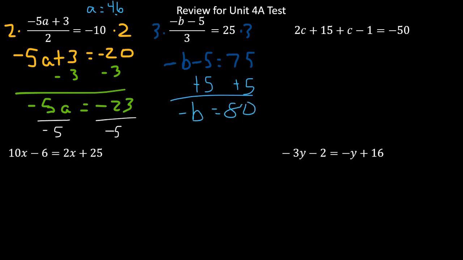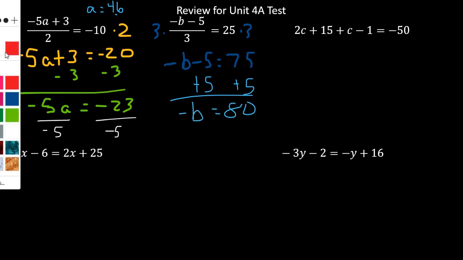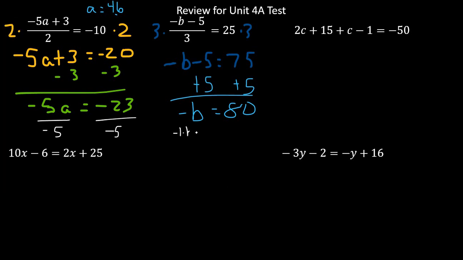Now, what we may have forgotten is negative b is the same thing as writing negative 1 times b equals 80. So now we divide both sides by negative 1. And that's going to give us an answer of b equals negative 80.